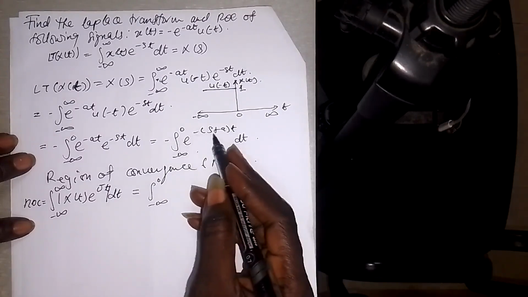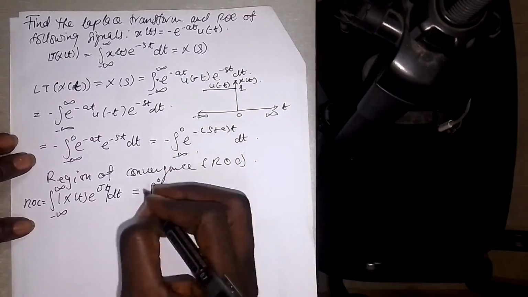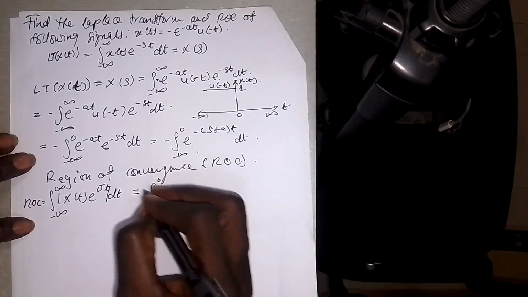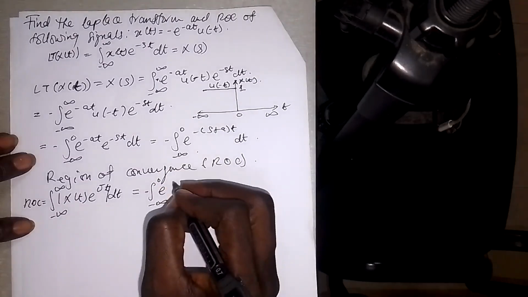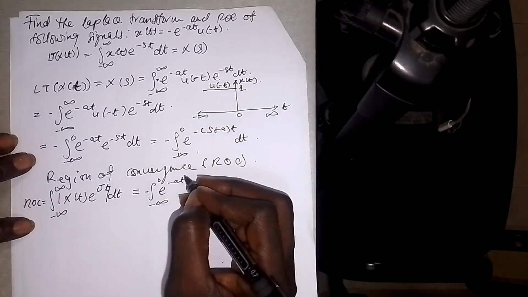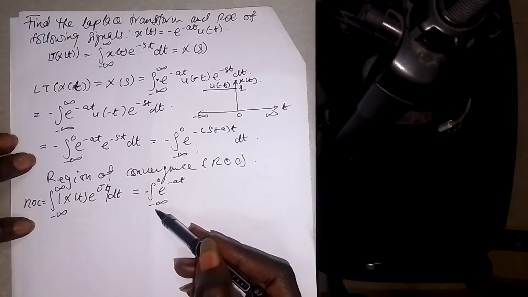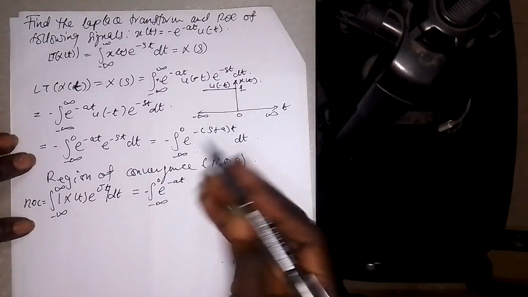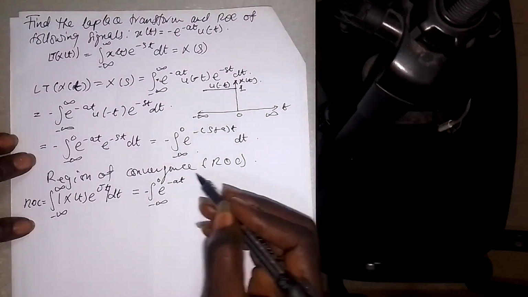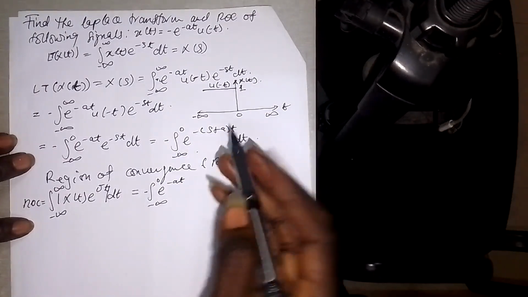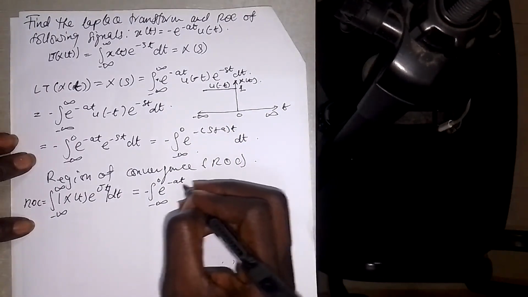This thing is my signal. I have minus here, and I have e exponent minus at. I will not bring the u of minus t because that is actually giving me the interval, which is minus infinity to 0. So e exponent minus at, and the value for the unit step signal is 1. So I can ignore that one and then just write it this way.